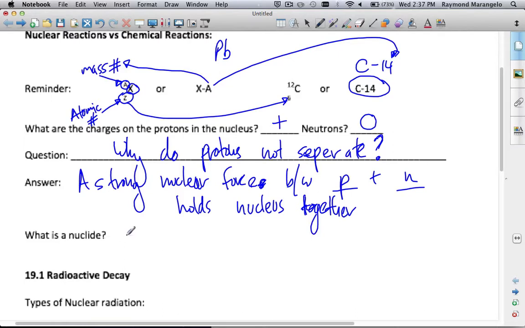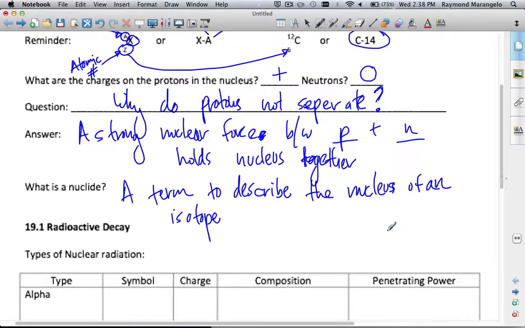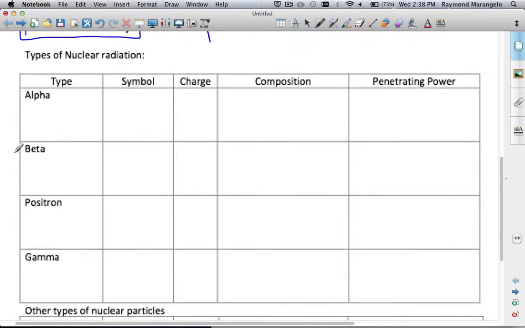What is a nuclide? A term, alright, just to describe the nucleus of a particular isotope. Of an isotope. Okay. So now we come down here, radioactive decay. Let's look at why things radioactively decay: it's because they're unstable. And we'll talk about a band of stability in a second.